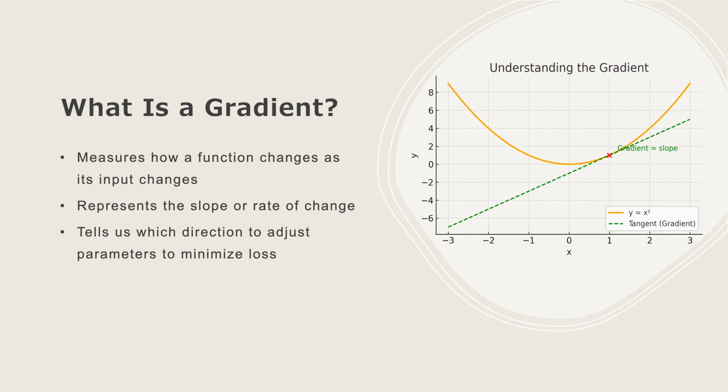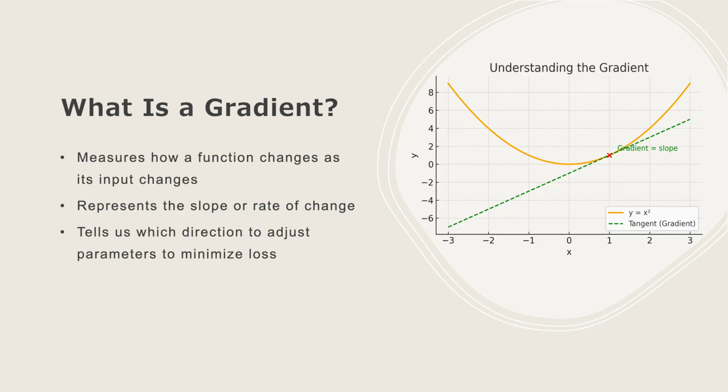Let's start by understanding what a gradient actually means. In simple terms, a gradient measures how much a function's output changes when its input changes. You can think of it as the slope of a curve at a specific point. It tells us how steep that point is and in which direction the function is increasing or decreasing.